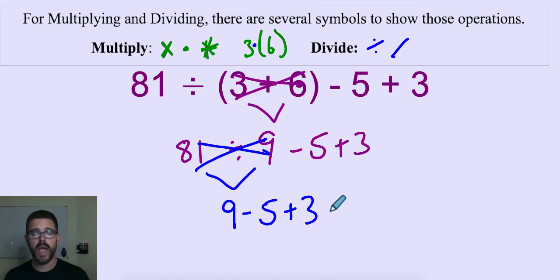Now I'm down to adding and subtracting. Again, adding and subtracting, you do whatever comes first. In this case, subtraction was first. 9 minus 5 is 4.